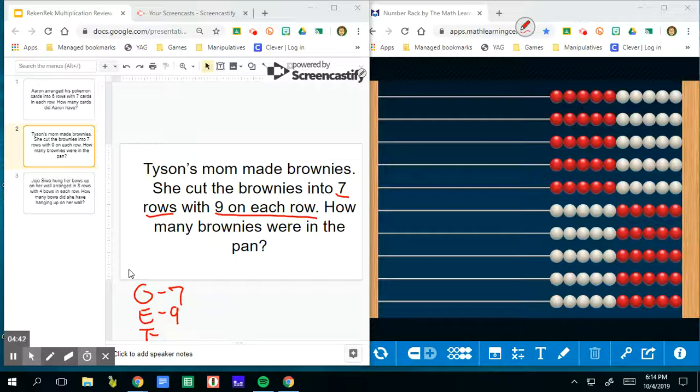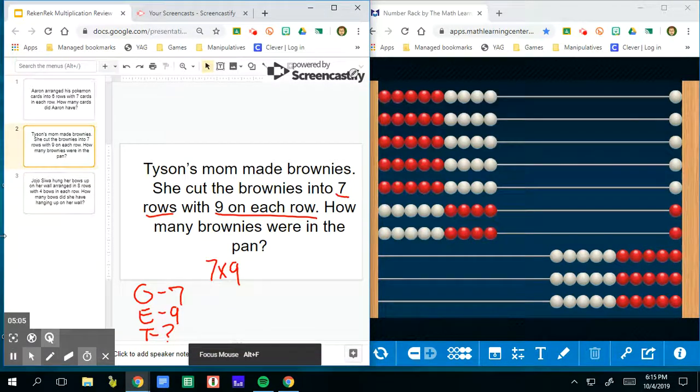A better question mark than that. There, that's better. So I'm looking at 7 rows with 9 on each row. 7 groups of 9, 7 times 9. Let's represent that on our Rekenrek. So make 7 rows with 9 on each row. So that'll look something like this. 7 rows, 9 in each.